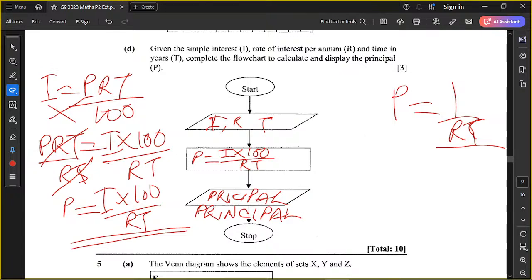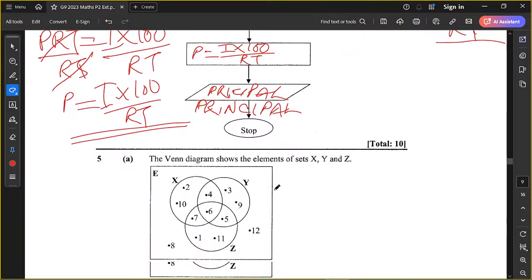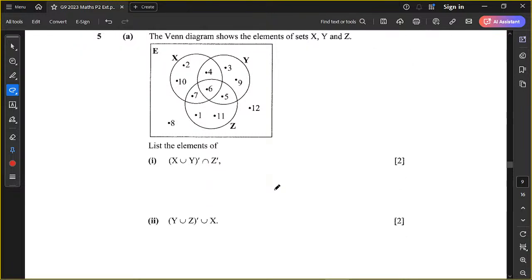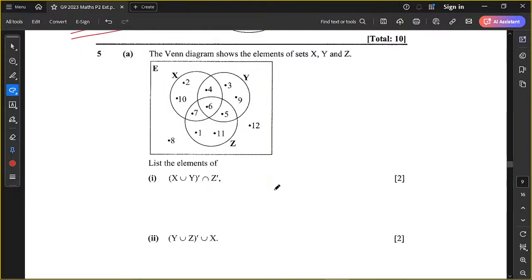That's what you enter in this to complete the flow chart. If there is a question, I'm here to answer them. Please, let's continue sharing the link with others.